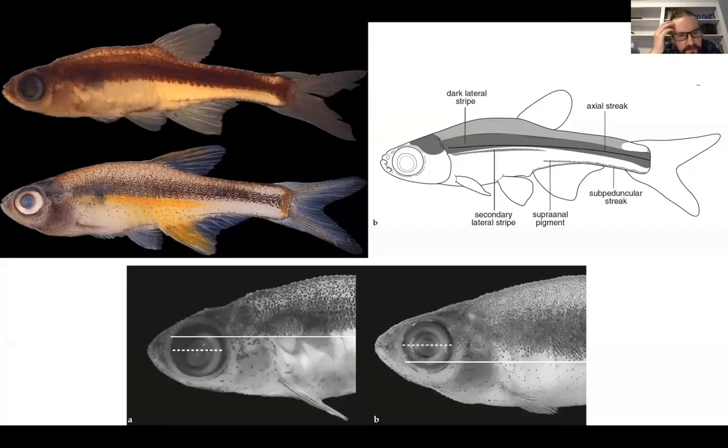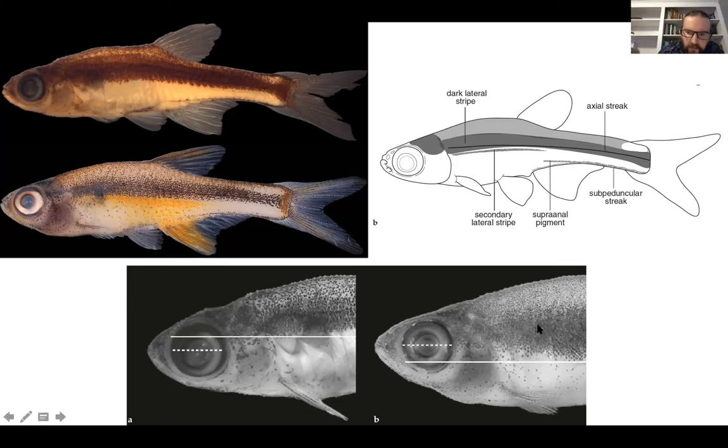So again, the reason that I was able to propose multiple species here was not based on fin ray counts or measurements, but it was based on differences in the pigmentation pattern. And the pigmentation pattern in Sundadanio is not as complex as in Cyrenacus, but it has a number of components, and once you define these components and compare them between specimens, you can sometimes see quite dramatic differences.